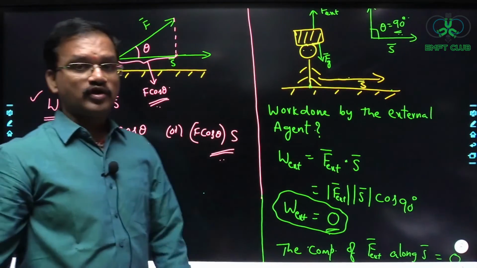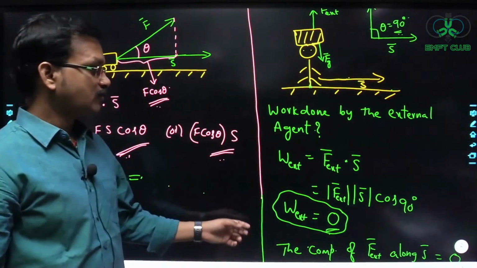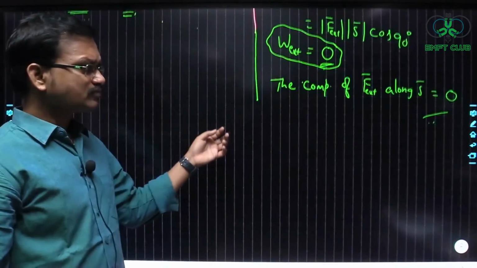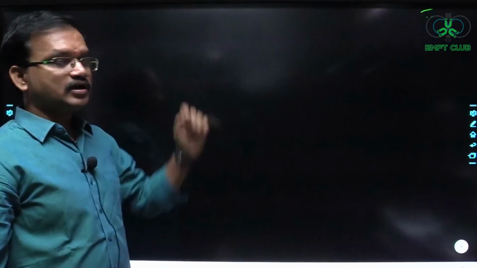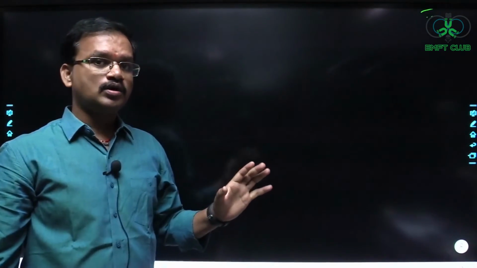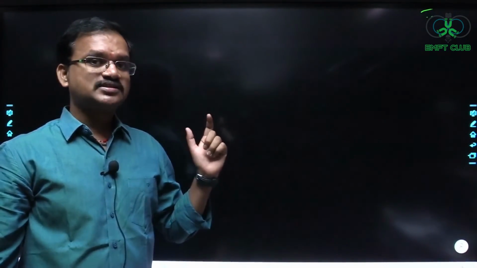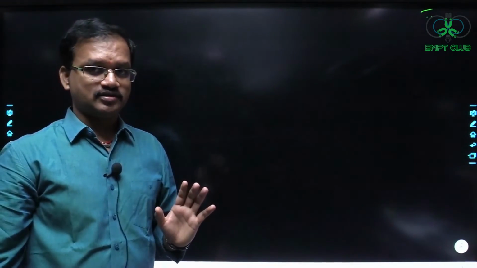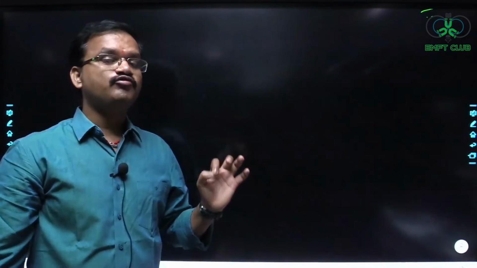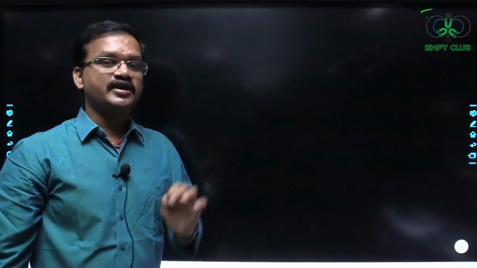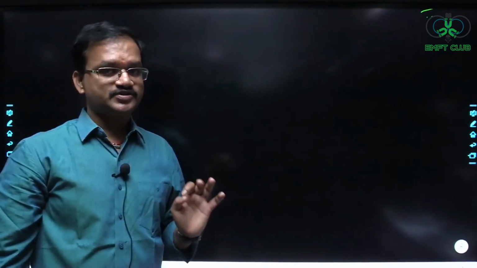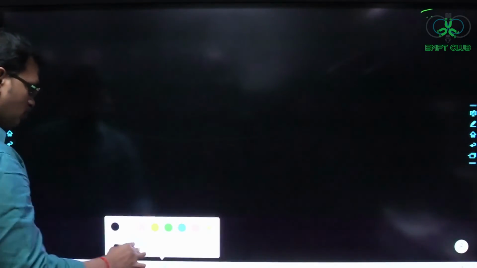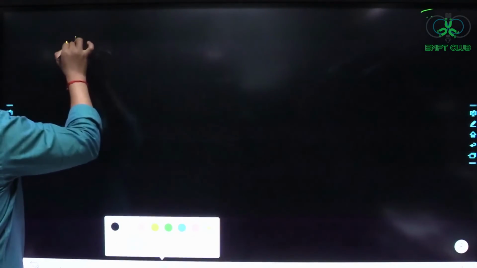So from this, what can we conclude? For the work done to be not equal to 0, there must exist a component of force along the displacement direction. So the work is said to be done if and only if there exists a component of force along the displacement direction. This is the note you have to make. So write down your note here.